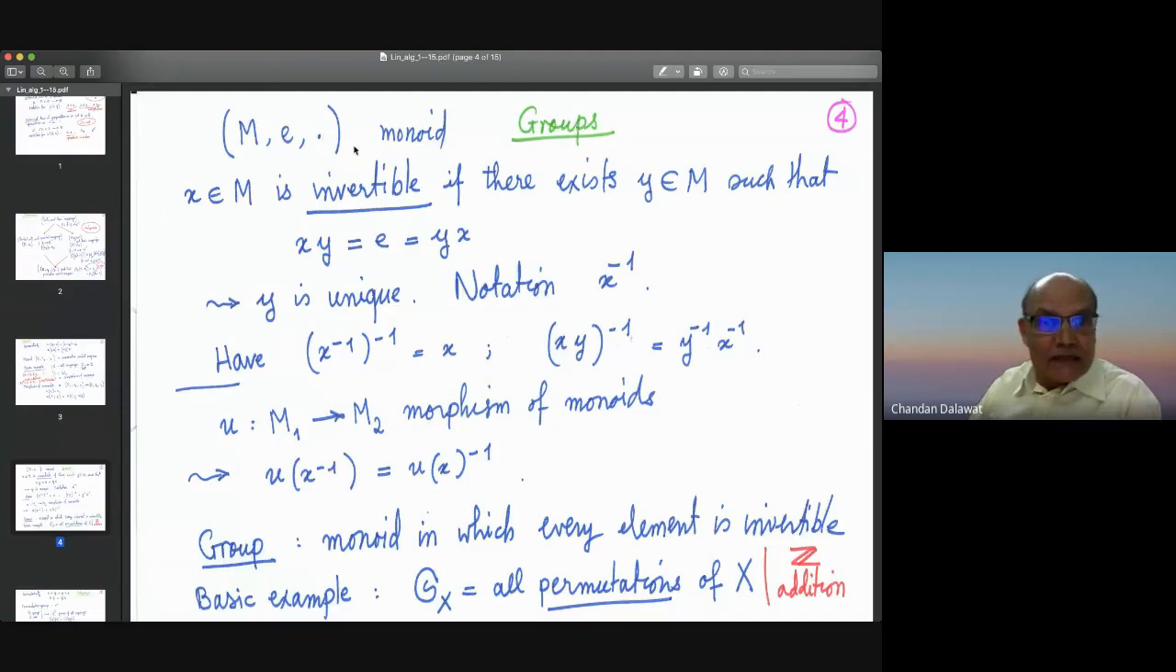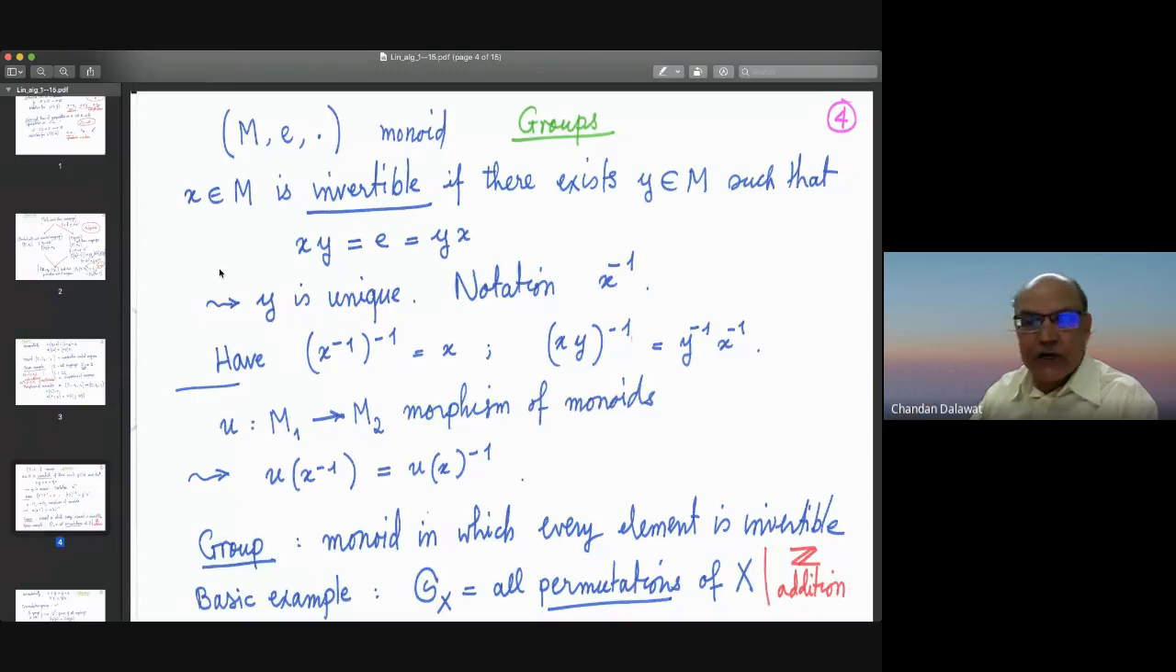So it's a monoid which has some special property. It's a monoid M with a special element, the neutral element I'll call it, or unit element as some people call it, and some law of composition dot, but it should have some special property. The property is that all elements of this monoid should be invertible.